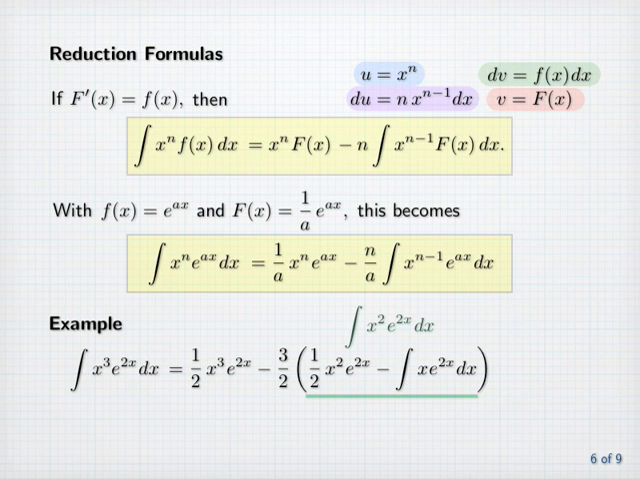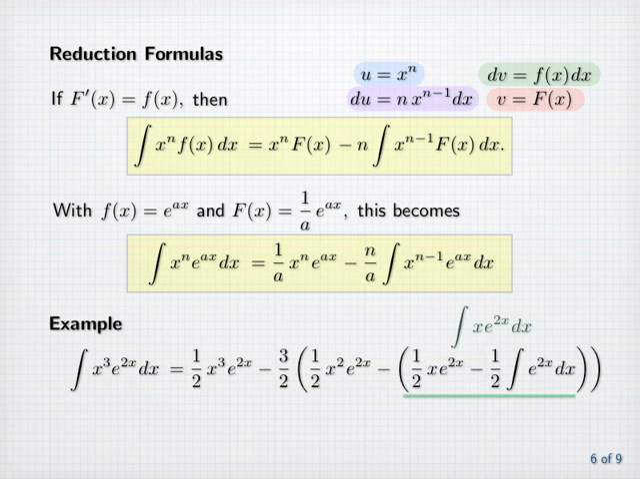Now we apply the formula again. The integral of x times e to the 2x is 1/2 of x times e to the 2x minus 1 over 2 times the integral of x to the 0 power times e to the 2x dx.